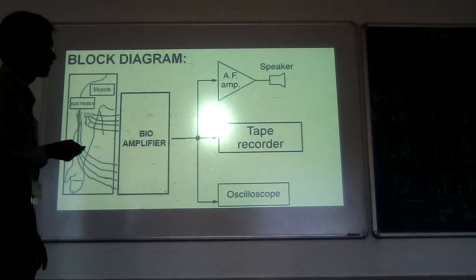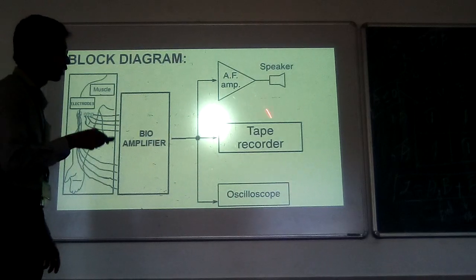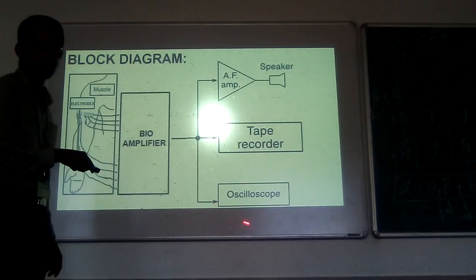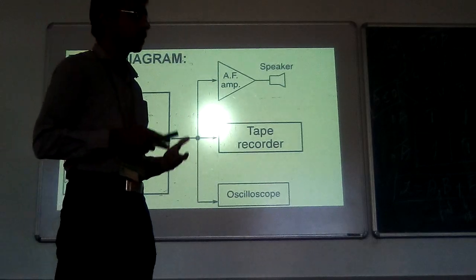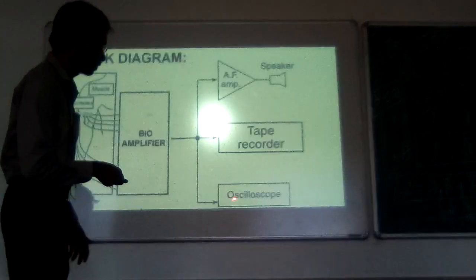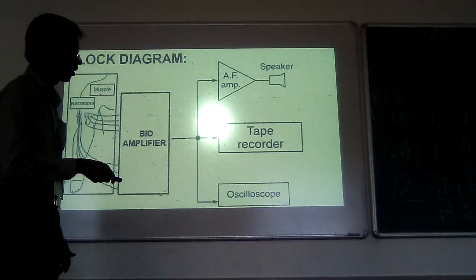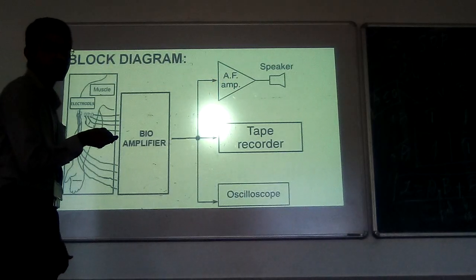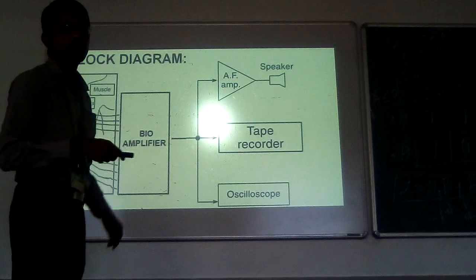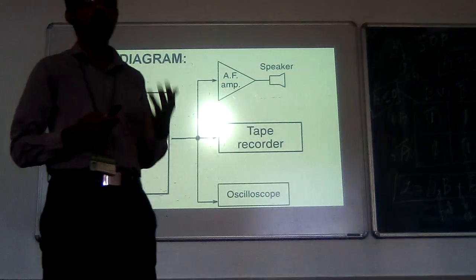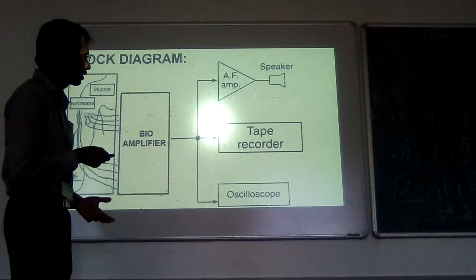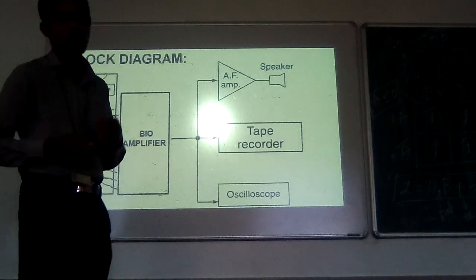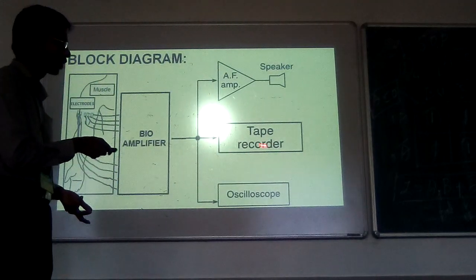From here, there are three possibilities of output. One is you can monitor live using an oscilloscope. Why is an oscilloscope required? An oscilloscope is a time domain representation display, so you can watch it live. Another option is to give it to an audio frequency amplifier and then to a speaker, and you can hear what is happening. Another possibility is to give it to a magnetic tape recorder, or nowadays an optical disc or a flash memory. So this has changed, no more tape recorder.